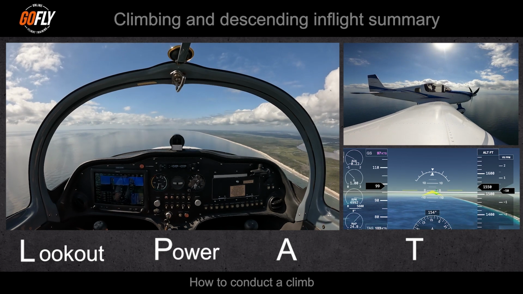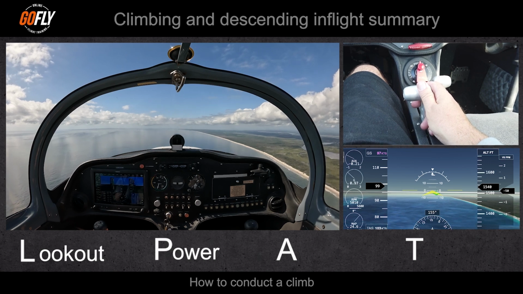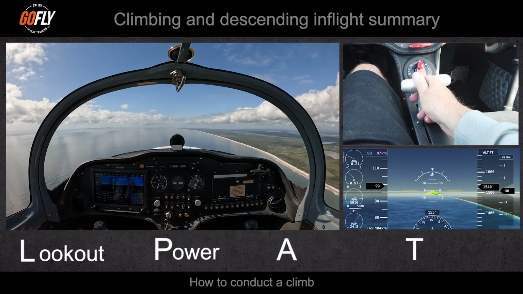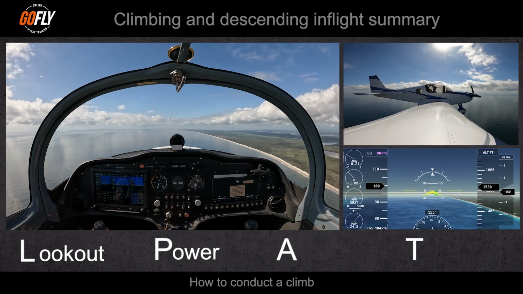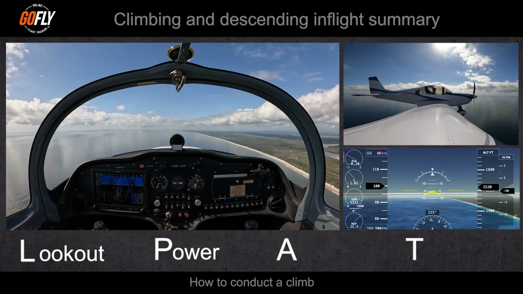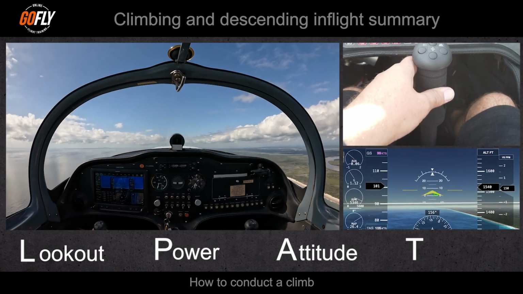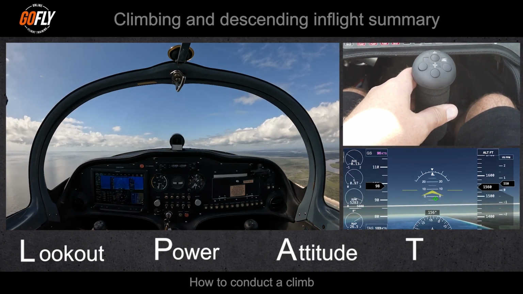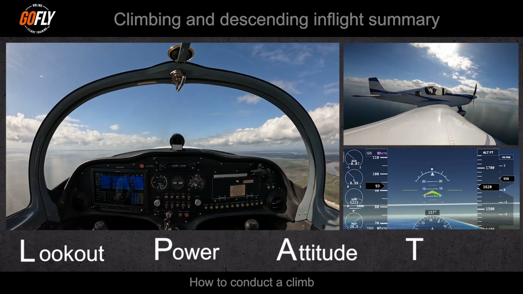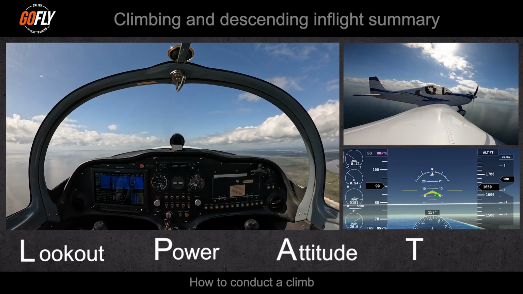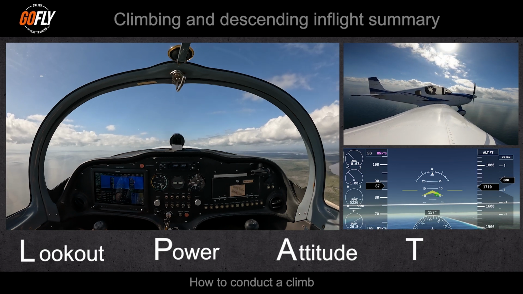P is for power. Once you're sure the airspace is clear, increase the power. Consult your pilot's operating handbook, that is a POH, and your instructor to determine the best power setting for your aircraft during a climb. A stands for attitude. Gently move the control column rearward and adopt the climb attitude and nominated airspeed. Once you have the correct climb attitude, you may need to readjust the power again.